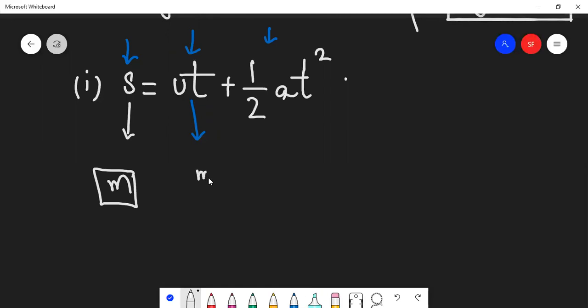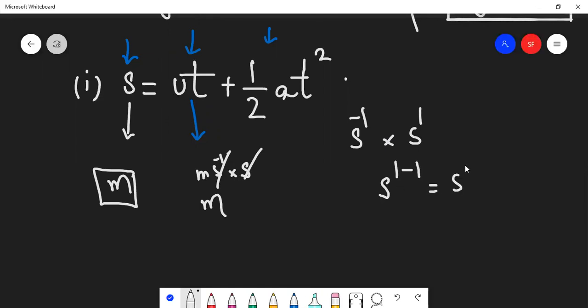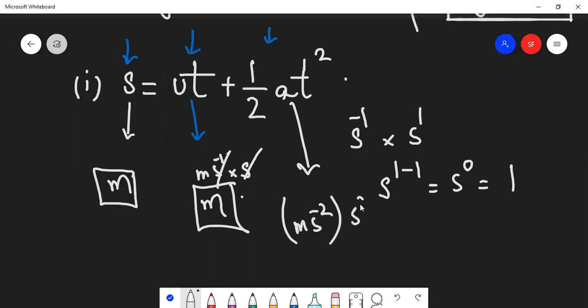What's the u? ms minus 1, into s. What will this become? ms square minus 2. No, they'll cancel each other out. It's s minus 1 multiplied by the s. Right, that would be 0. s to the power of 1 minus 1 becomes s to the power of 0, which is equal to 1. So it's m. And then this last one, ms minus 2 into s square. Now what would happen? That would cancel out and I'll be left with the meter.